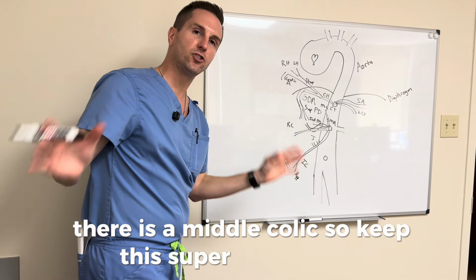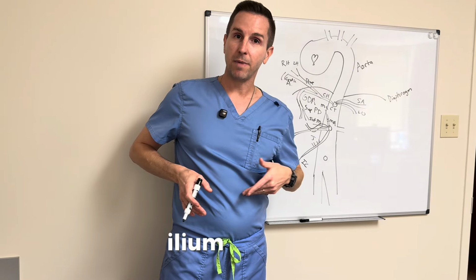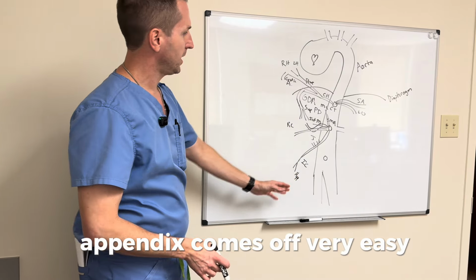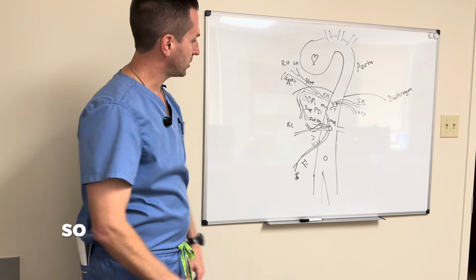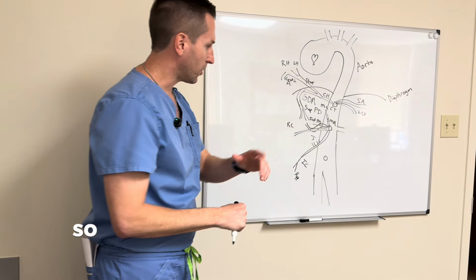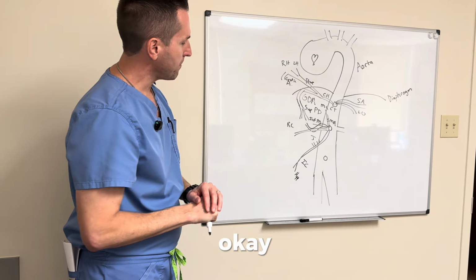So keep this super simple, guys. Right colon, right colic. Ileum, ileocolic, appendiceal comes off. Very easy. And you have branching jejunals. So we take those all with a large jaw end seal device. So watch my video on staplers and energy devices, okay?